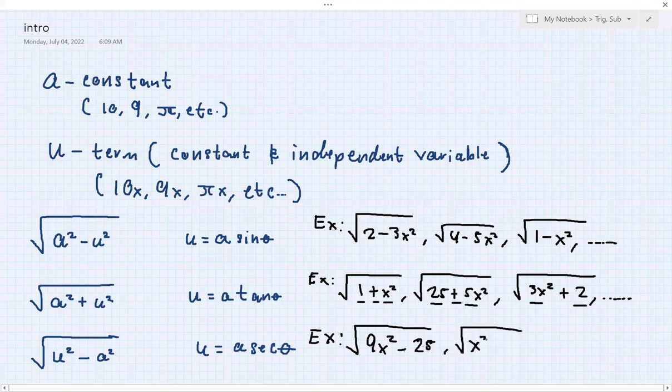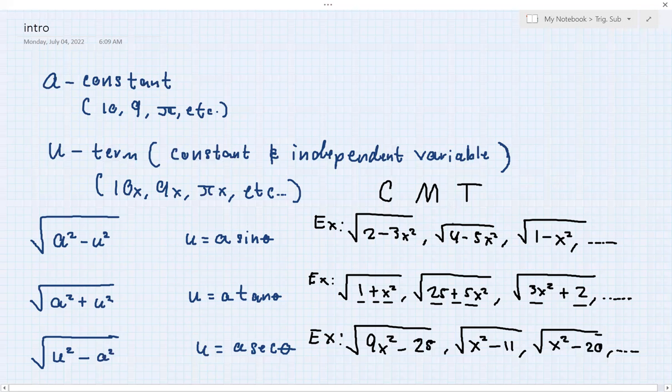Pwede rin namang x squared minus 11. Pwede rin namang x squared minus 20. And so on and so forth. You see the difference? Sa unang example, dito sa square root of a squared minus u squared, nauna si constant, tapos minus yung sign, tapos nasa huli yung term na may independent variable.